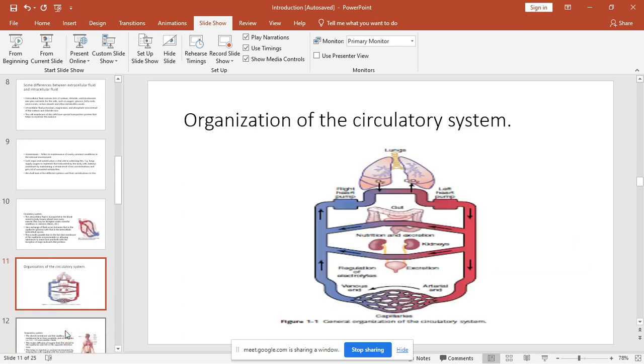Okay. This is a diagram of the circulatory system, or the cardiovascular system. What you can see here is the right side of the heart. You've got venous return coming to the right side of the heart. It is pumped to the lungs, and as it passes through the capillaries of the lungs, it loses carbon dioxide, but it gets oxygen.